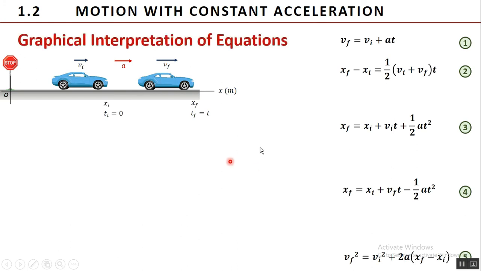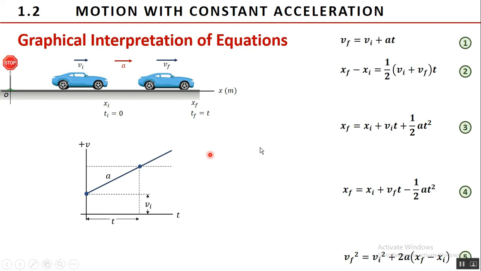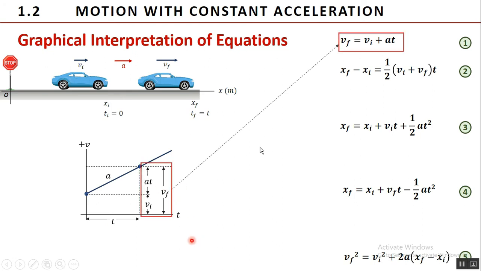Now, to have a different view on this, let us investigate what these equations mean to our motion graphs. Consider a velocity-time graph of a body moving initially at a velocity v sub i, then accelerates at a constant rate a, which is represented by the slope of this line. At a later time the velocity has changed by this height, at. It is clearly seen from this graph that if we add v sub i and at, the result will be the final velocity v sub f, which agrees with equation 1.